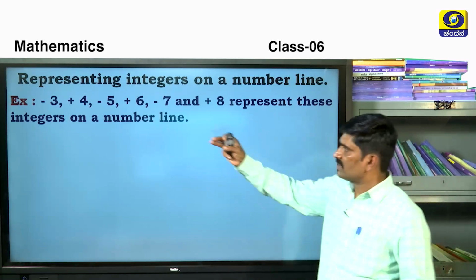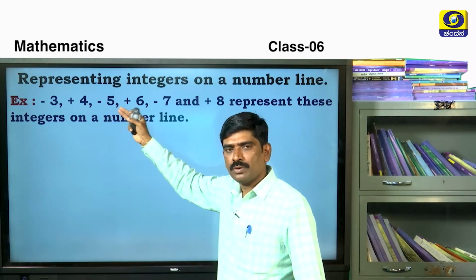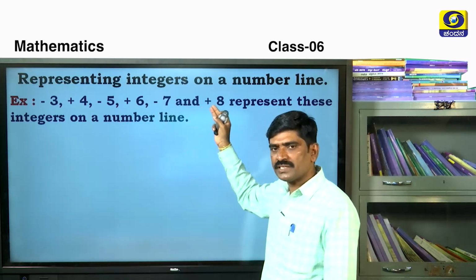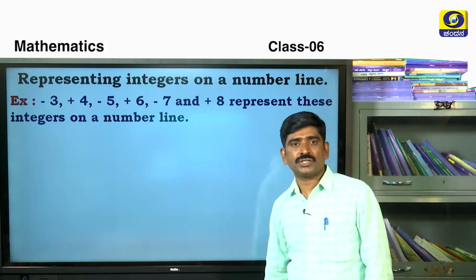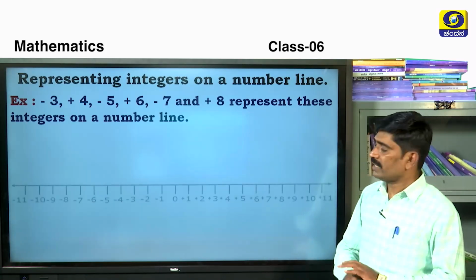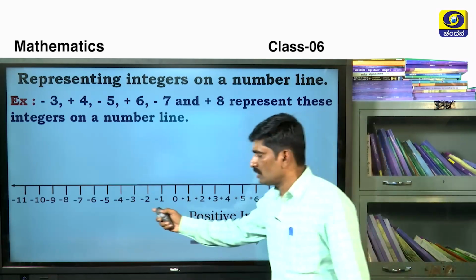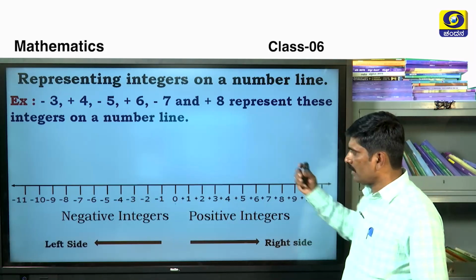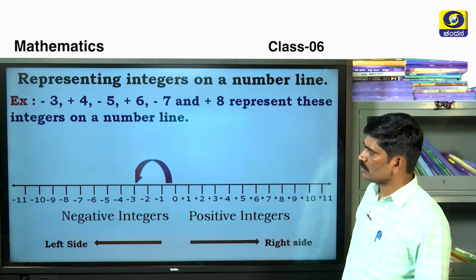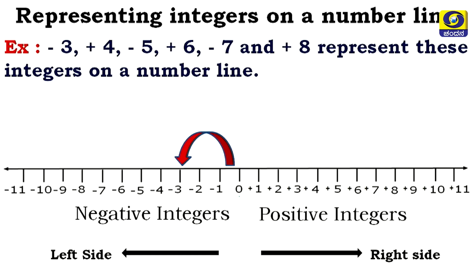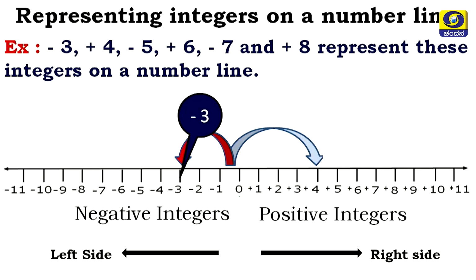Example: -3, +4, -5, +6, -7 and +8. Represent these integers on a number line. Let us take this number line. This is 0, this is positive integers, this is negative integers, right side, left side. First one is -3, where do we go? Left side. See here how it comes, 0 to -3, this is -3. Next, +4, yes, that is +4, very good.